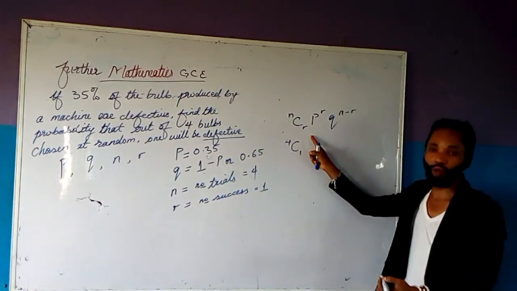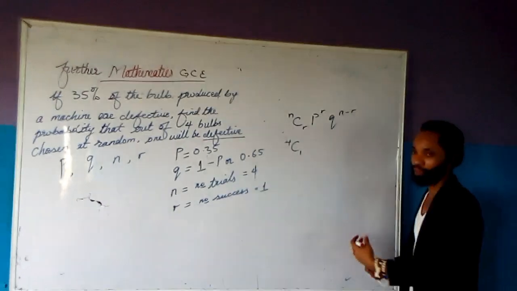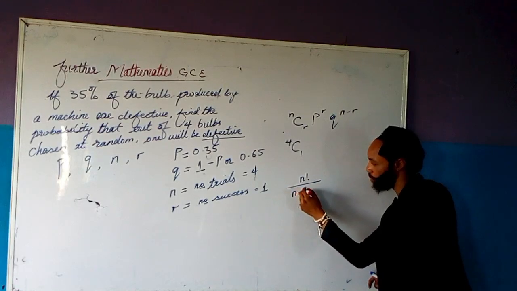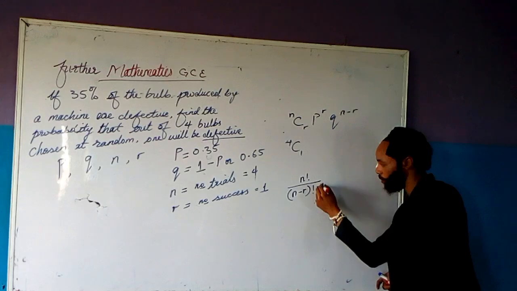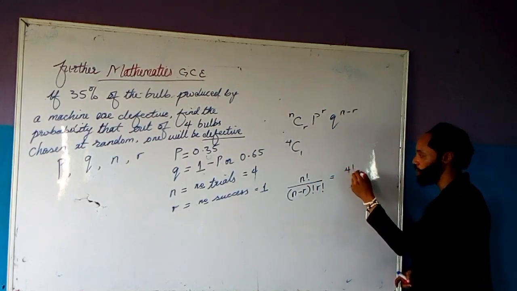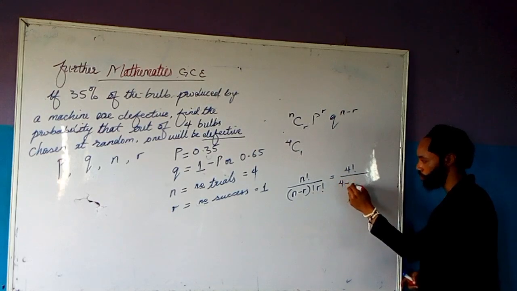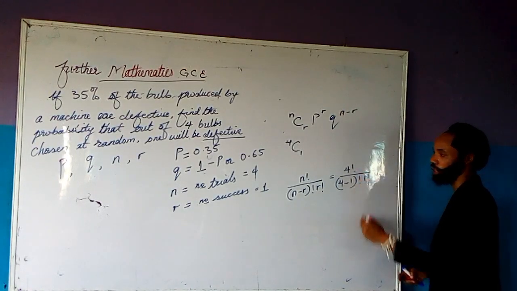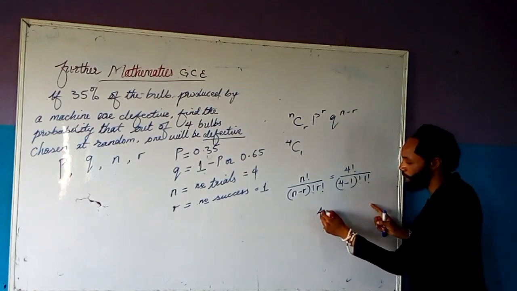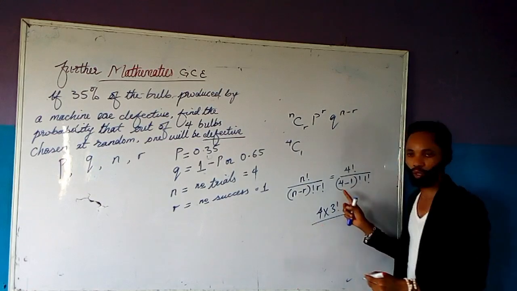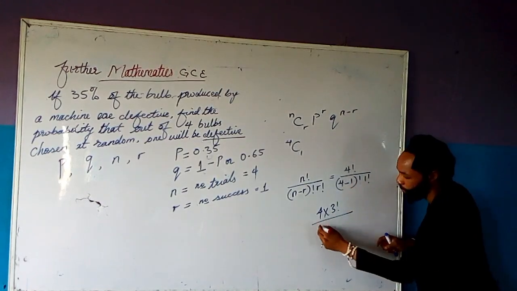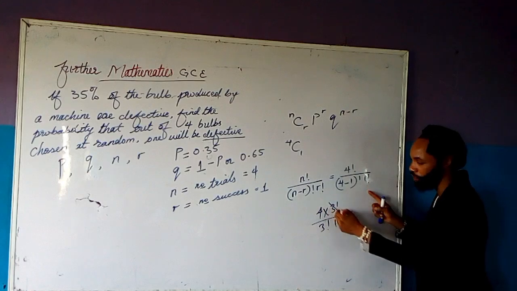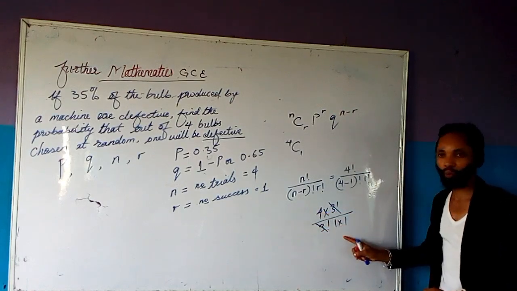4C1. If you want to express this in mathematical form, it is N factorial over N minus R factorial times R factorial, which is 4 factorial over 4 minus 1 factorial, then 1 factorial. If you solve this, that is 4 times 3 factorial. Why did I stop here? Because 4 minus 1 is 3, so this is 3 factorial. Then 1 factorial is just 1. So if this cancels out, you're going to get 4 over 1, which is what?